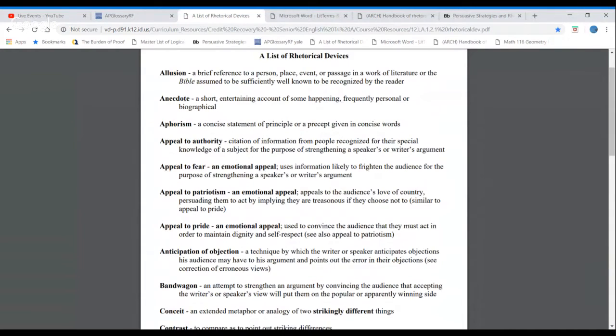Just turned this phone on and there's loads of stuff coming through. All right, okay.